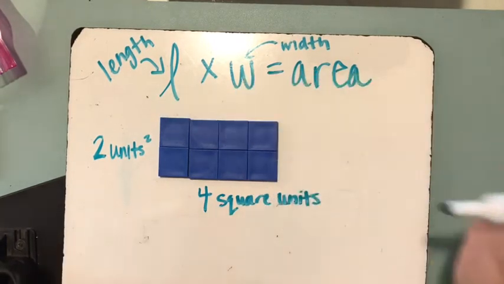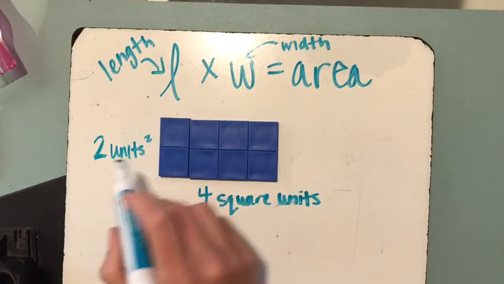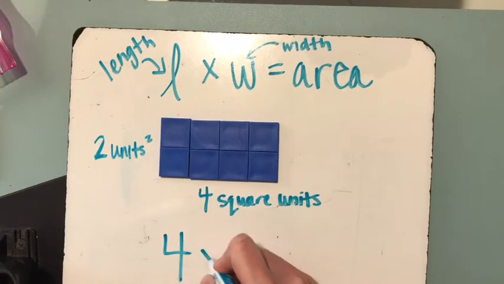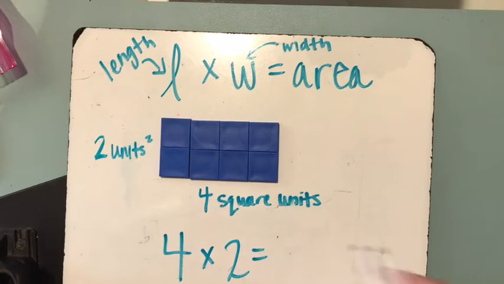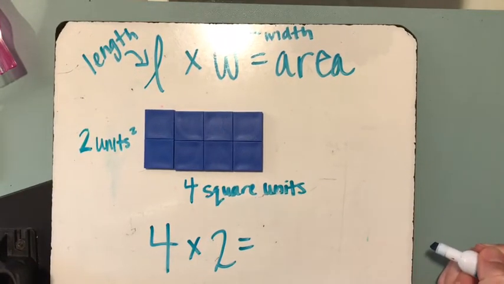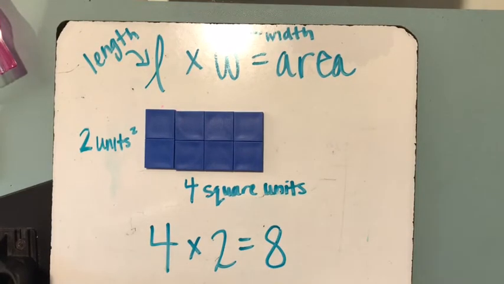Okay, now that I know the length of my rectangle and I know the width of my rectangle, I get to solve. So I'm just going to plug it in. My length was what? 4. My width was 2. So 4 times 2 is what? 8. 8, but is that it? Is that all I put? No, not at all, right?